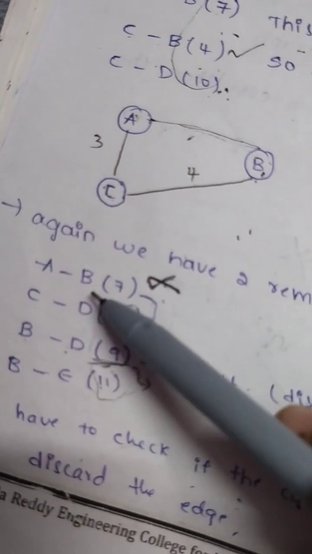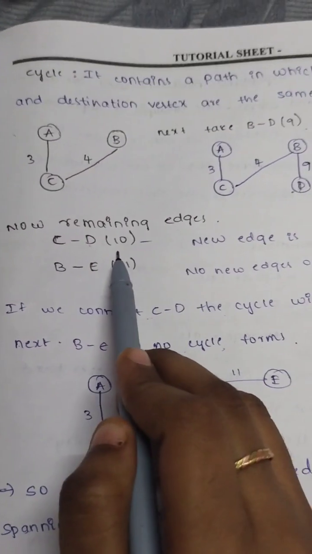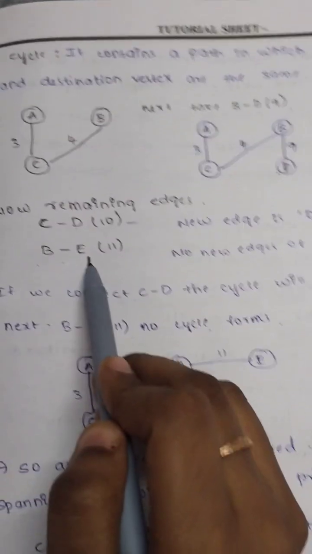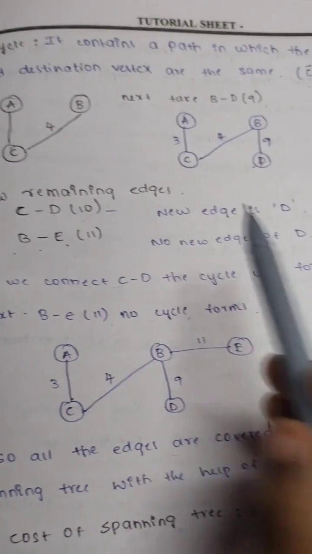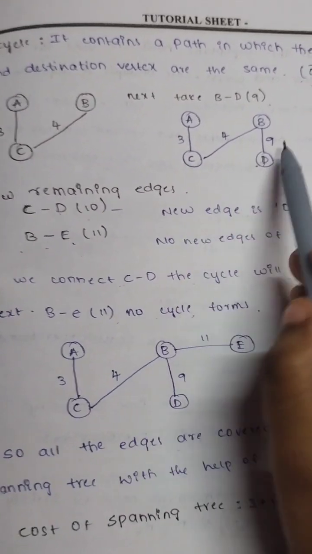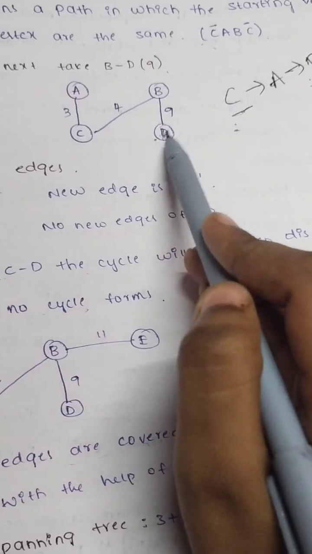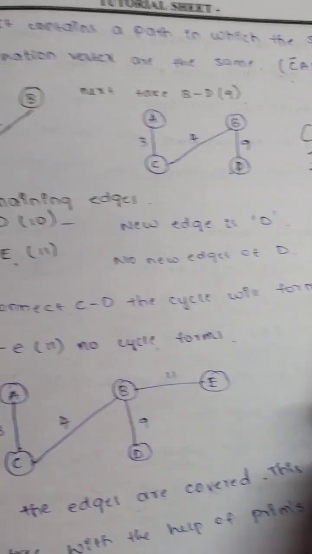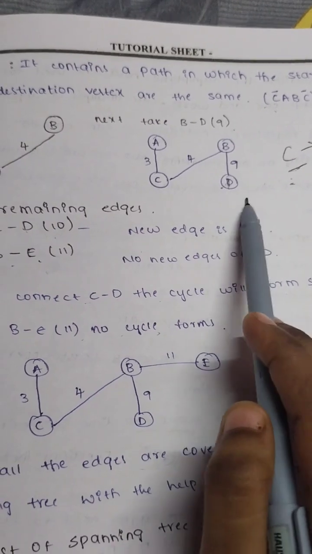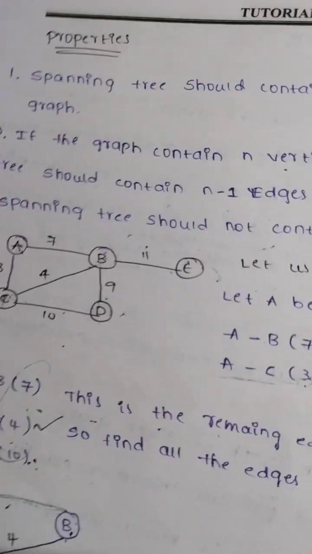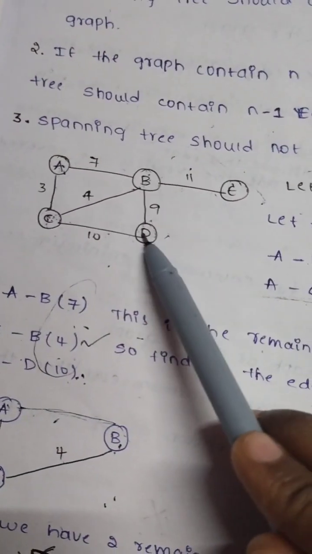Now what remaining edges are there? These 2 edges are there, C to D and B to E. C to D is 10, B to E is 11. So here we added D. D is the new vertex of the graph. We have to check all the associated vertices of D.